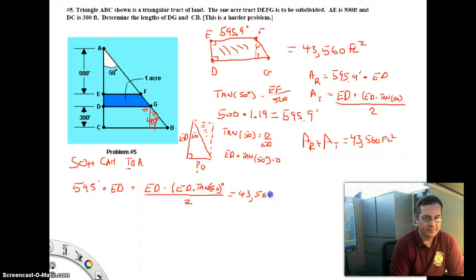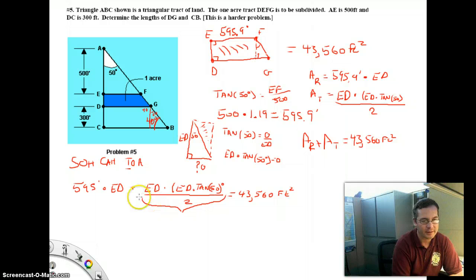43,560. So you can see what our manipulation has done for us is that it's gotten rid of all variables except for length ED. So now it's just simply a matter of algebraically turning the crank on this thing and getting an answer. So some creative rearranging is probably in order here. So I'm going to take this really complex term and write it first in the equation, all the way to the left.